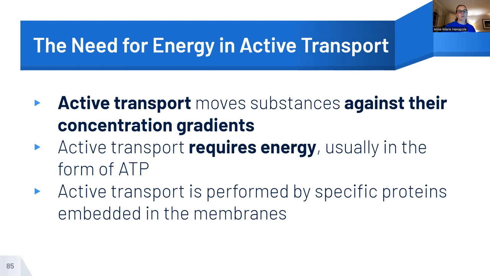But active transport is going against that concentration gradient, and so it does require energy. Usually that energy is in the form of ATP, adenosine triphosphate. That's the energy source typically used in cells.